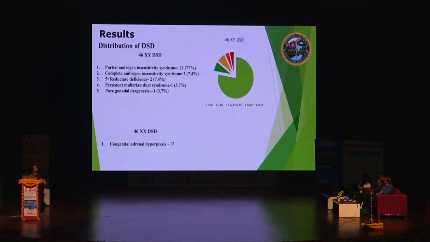Now this is the distribution of the DSD. From this 46XY DSD, in this subclassification, partial androgen insensitivity syndrome was seen in 21 patients. Complete androgen insensitivity was seen in 2. 5-alpha reductase deficiency was seen in 2 patients. Persistent Mullerian duct syndrome was seen in 1 patient and pure gonadal dysgenesis was seen in 1 patient. And 46XX DSD was seen in 17 patients.